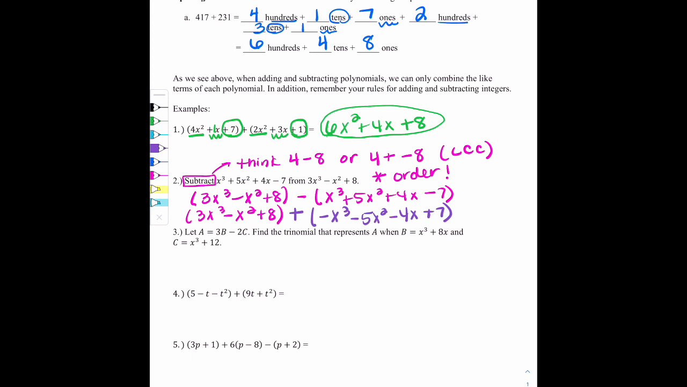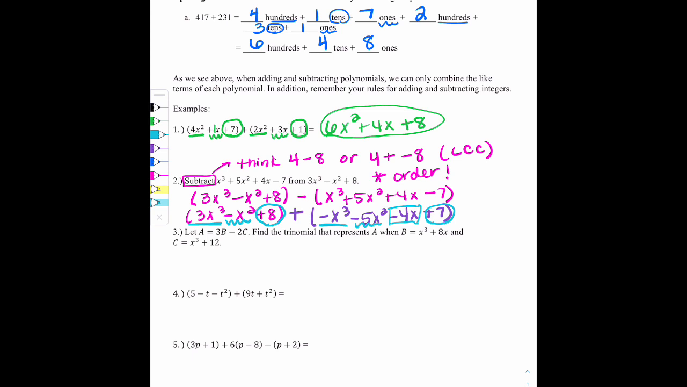Now I can go through and actually find my like terms. I've got x cubes I need to combine. I've got x squareds I need to combine. I see an 8 here and a number here. And then you can see I kind of had this negative 4x with no matching term.